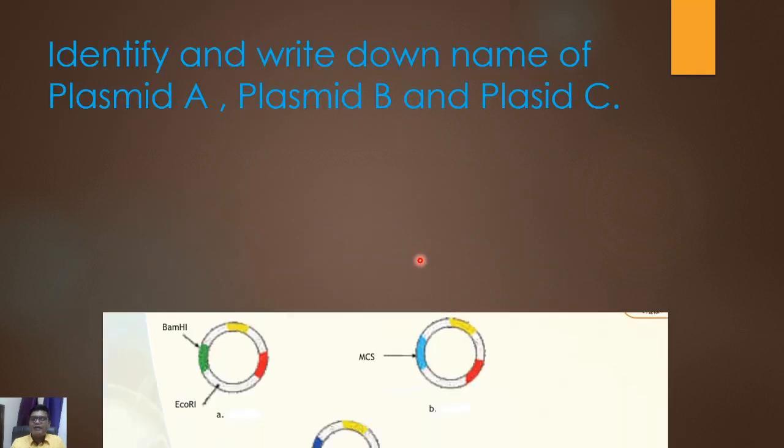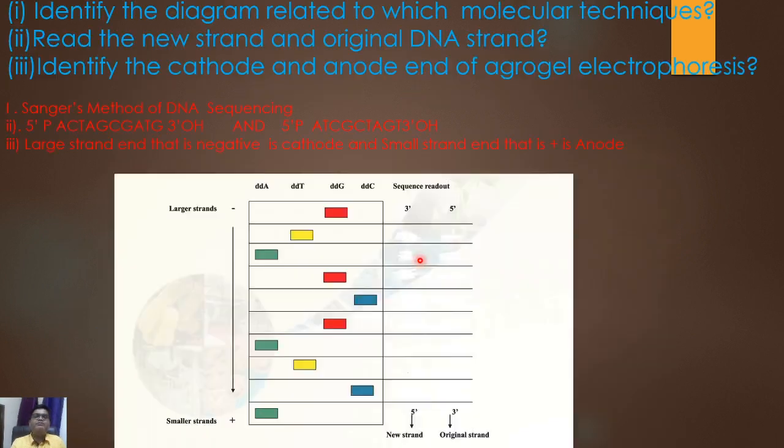Next, a question generally asked, diagrammatic representation for 5 marks: identify the diagram. Can you tell me, this is the end product of Sanger's method of DNA sequencing. This is the diagrammatic representation after sequencing of the DNA. This is Sanger's method of DNA sequencing. The question is, identify the diagram related to which molecular technique. This diagram is related to Sanger's method of DNA sequencing.